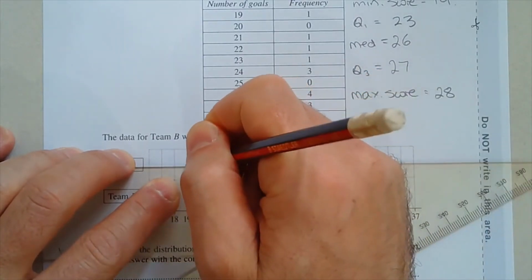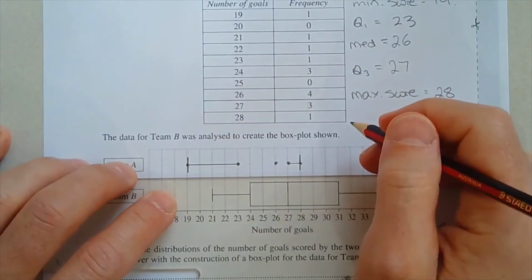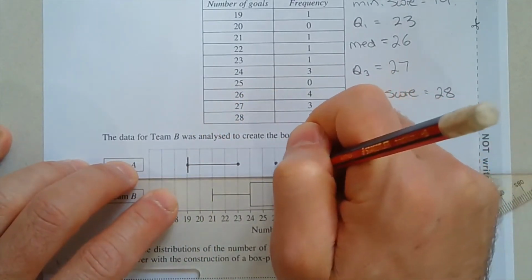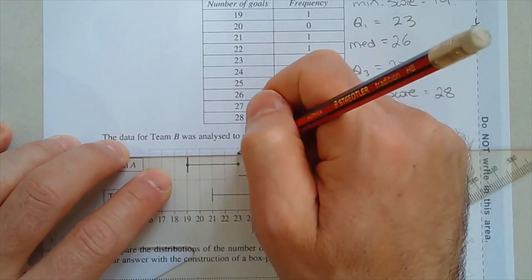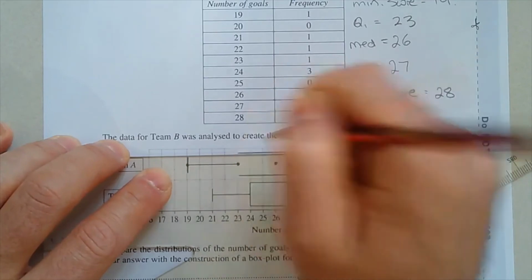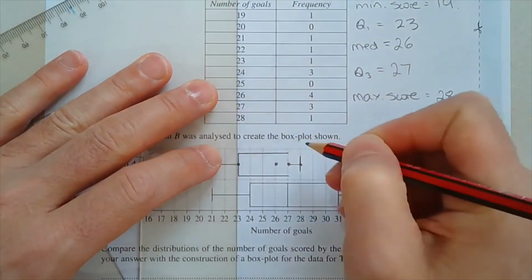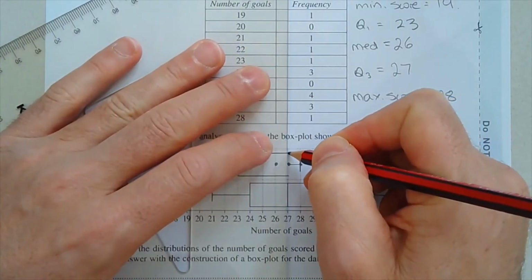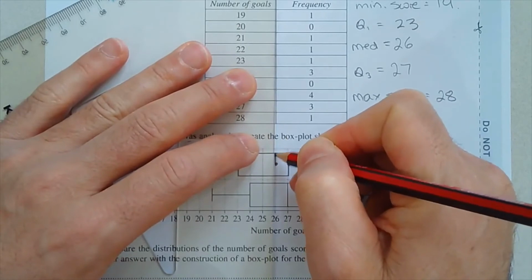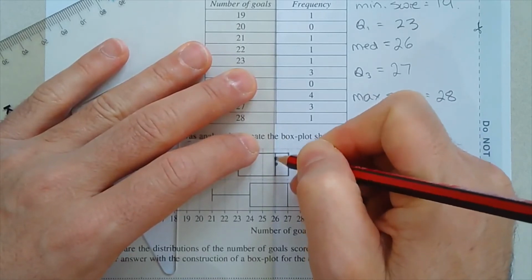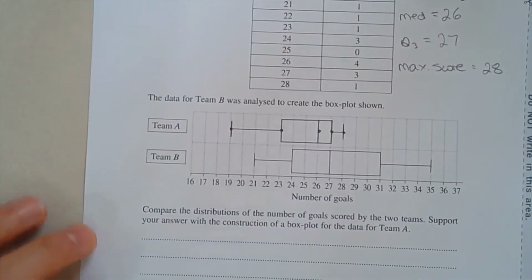We'll draw in the tails. Now we'll draw in the box. Please use a ruler to do this. And our median line. A grid's provided, which does make it a lot easier to draw in. So there you go, there's our completed box plot for Team A.